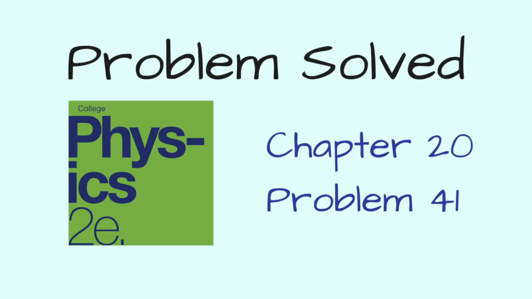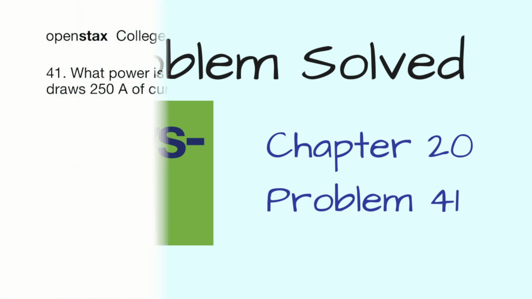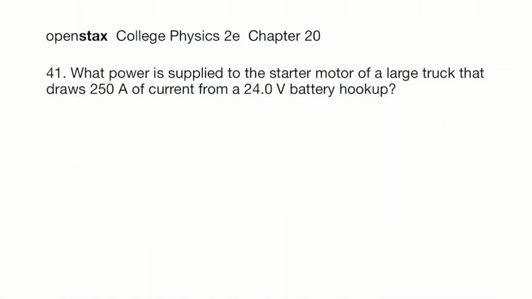Welcome. In this video, we are going to look at problem 41 from chapter 20 of College Physics 2E by OpenStax. We need to find the power supplied to the starter motor of a large truck. The truck draws 250 amps of current from a 24-volt battery hookup. Let's start with what we know.